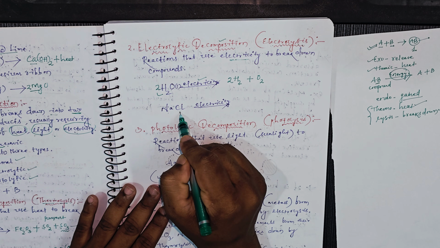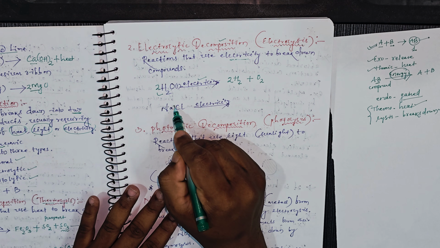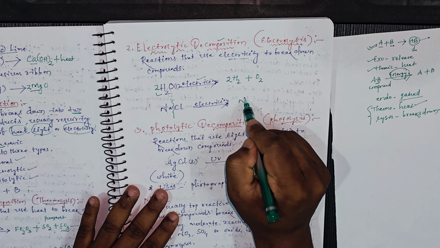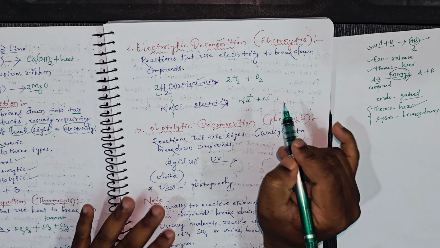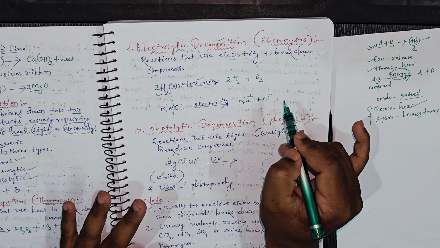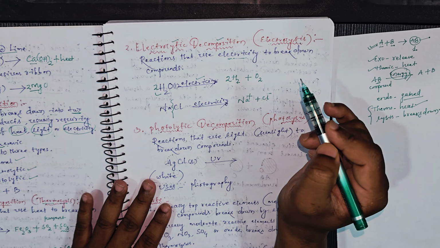Second one, NaCl. And as we know that during the electrolysis process, if sodium chloride breaks down, it forms Na+ and Cl-, since it is an electrolysis process. I hope this is clear. And this kind of reactions comes under electrolytic decomposition reaction.